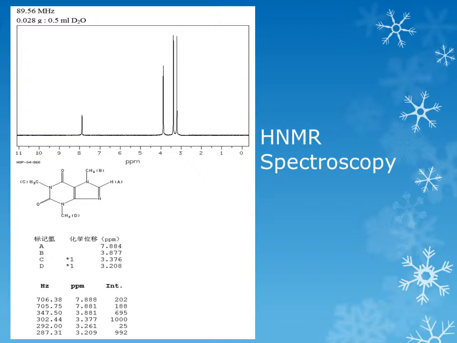The next peak also has 3 hydrogens, and it is off of the C carbon labeled in the picture below. It is at 3.376 ppm. The next peak has 3 hydrogens, labeled for the B carbon. It is at 3.877. And the last hydrogen peak is labeled with A at 7.884 ppm. The reason it's so far downfield is because it's connected to a carbon double bond off of an N.